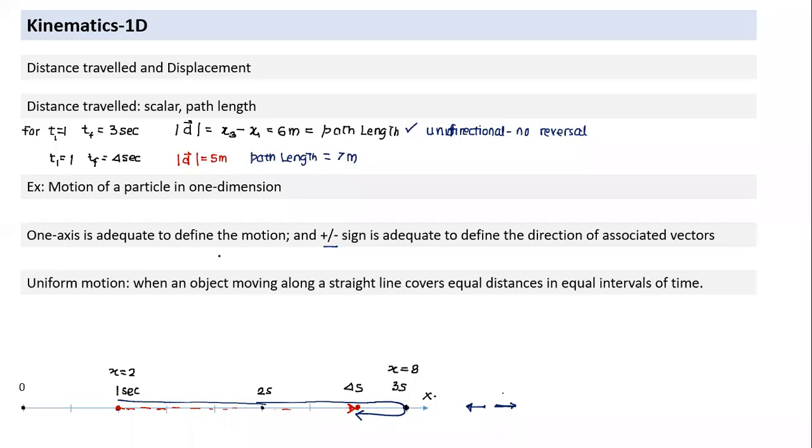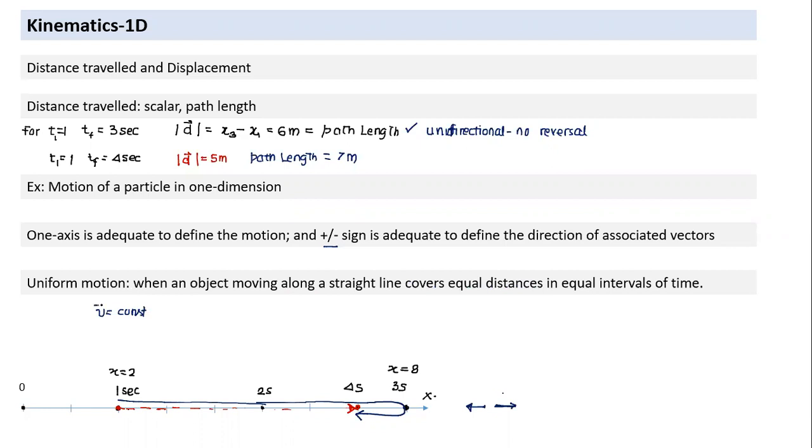Okay. Uniform motion is really simple. Uniform motion means basically velocity is constant. So in equal time intervals, it will always cover equal distance. So for uniform motion, we can say velocity is constant, both in terms of direction as well as magnitude.